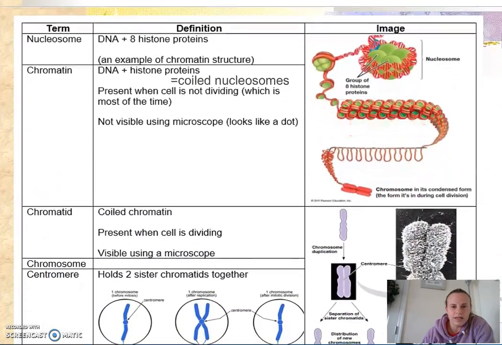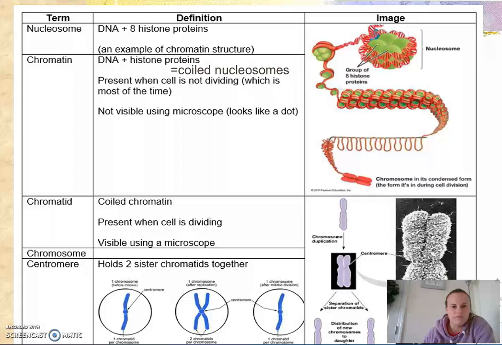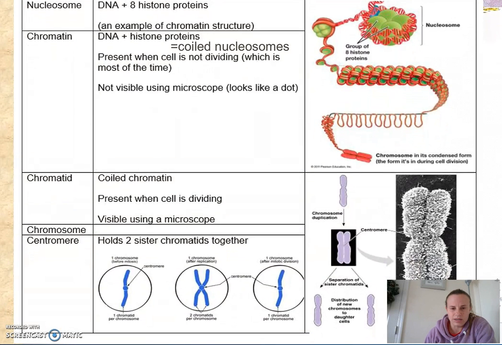Lastly, to help you fill out your first 5 vocabulary words, you can add this information to your chart. I just want to point out that chromatid and chromosome share characteristics. For example, a chromosome is also coiled chromatin and is also visible using a microscope.